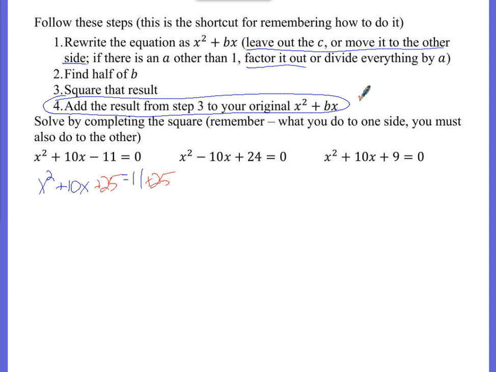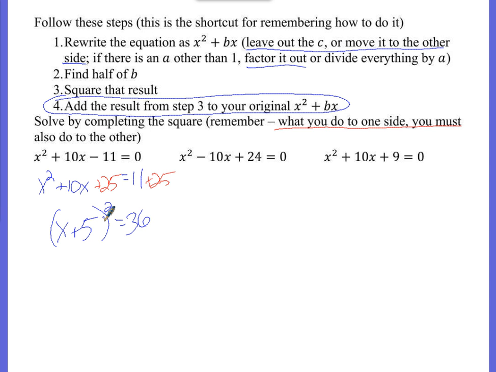Add the result from step 3 to your original equation. Keep the equation in balance. What you do to one side, you must do to the other side. We added 25 here, so we must add 25 here. Now the equation is still in balance. So, now I have a perfect square trinomial sitting here. It becomes something squared equals 11 plus 25, which is 36. It's x plus 5 in the parentheses. X plus, from that sign, and then half that number, 5. Well, now I have x plus 5 squared equals 36.